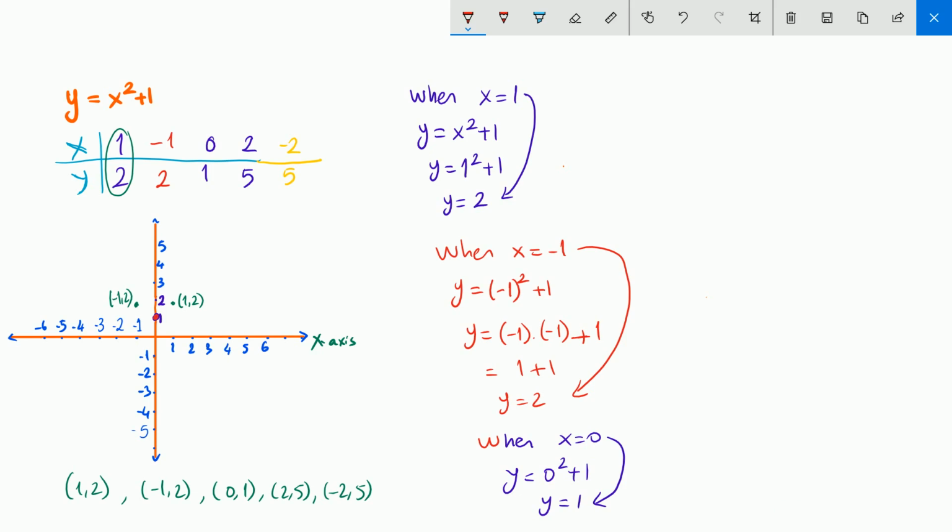Fourth point is 2 and 5. So on x-axis, x is 2, y is 5, so move up. You'll just see 2 and 5, the point will be here. What about fifth point, which is negative 2 and 5? Put your pen on x-axis on negative 2, so move up. You just plot the point, which is negative 2 and 5.